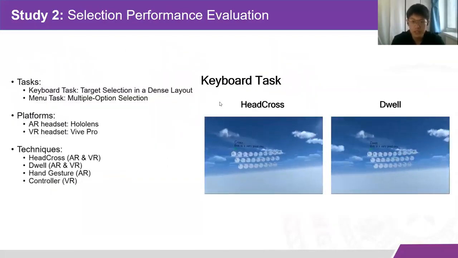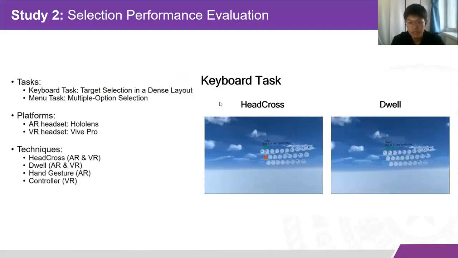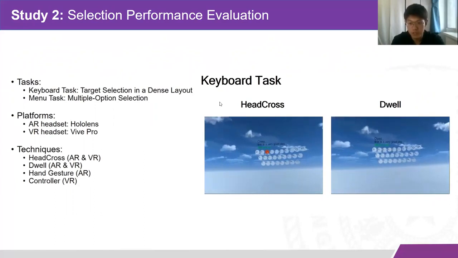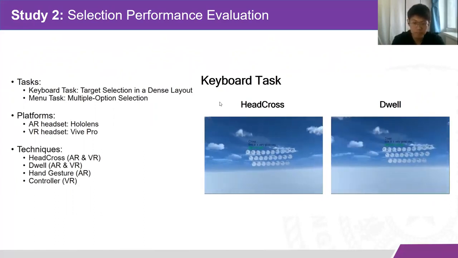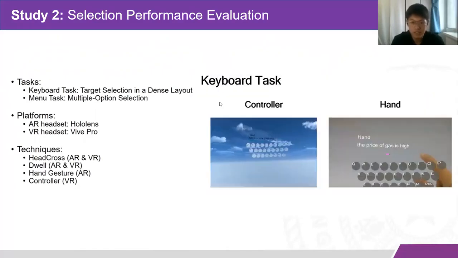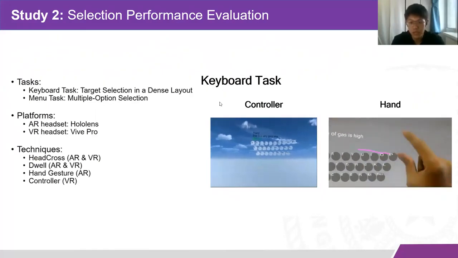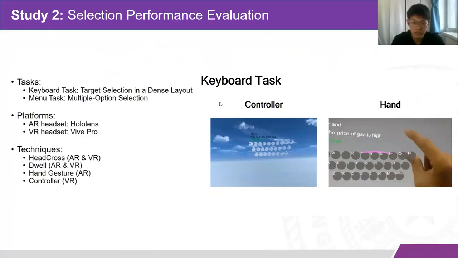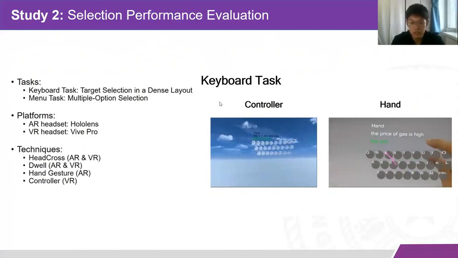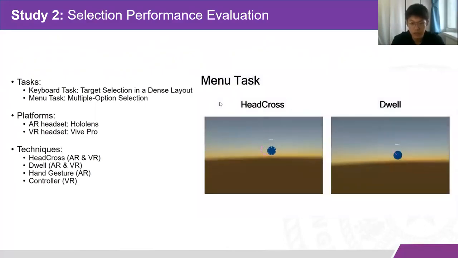Then we conducted user study 2 to evaluate the performance of head cross. We selected 2 common target acquisition tasks, text entry and menu selection. Text entry is to select the characters on the keyboard to form the target sentences. Menu selection is to select the options of the menus. We tested 1-step and 2-step menu selections. We compared HeadCross to dwelling-based selection, the hand gesture method, and selection with VR controllers. The test conditions and the procedures are shown in this video.